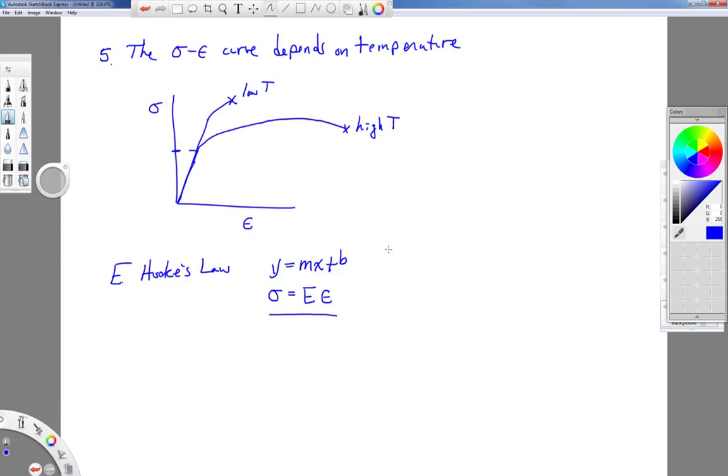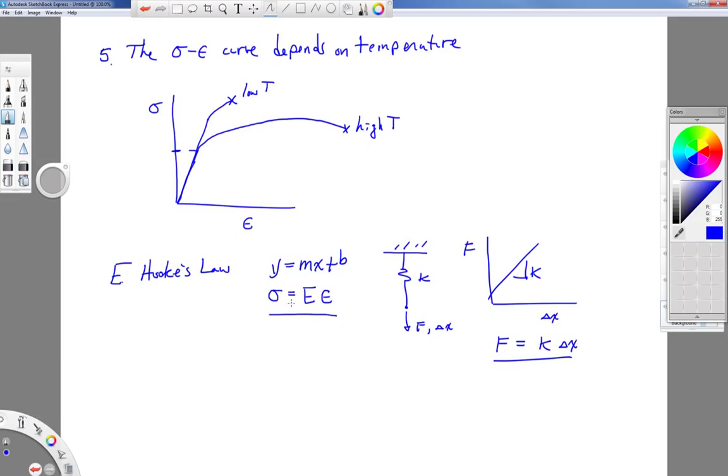Another way that we can get to Hooke's law is if we think of a spring. We apply some force to a spring and it stretches out. We plot the force versus change in deflection behavior, and the slope of that line is our spring constant k, and we say that the spring equation is F is equal to k times delta x. The spring equation and the stress equation for Hooke's law are the same. It says that the stress is proportional to the strain and vice versa.